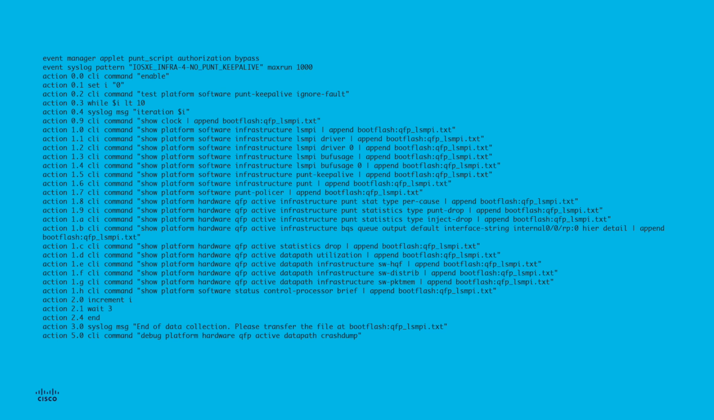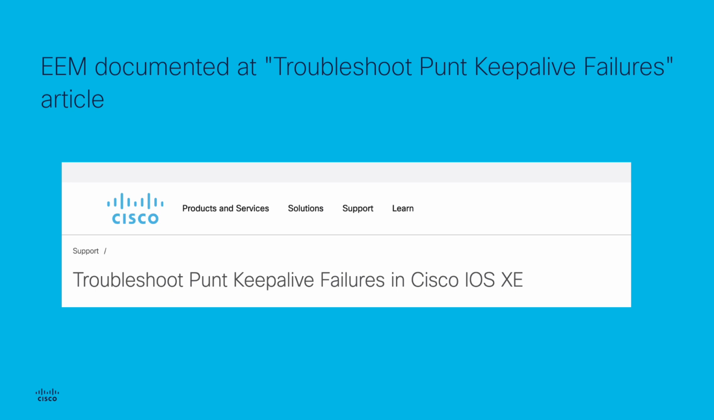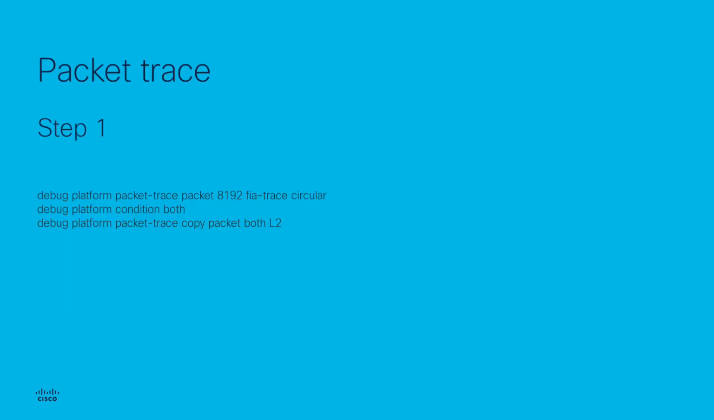If filing a case with Cisco TAC, please provide the core file generated by the script. The script is available in the public article Troubleshoot Punt Keepalive failures in Cisco IOS XE. The link is documented in the description of this video.